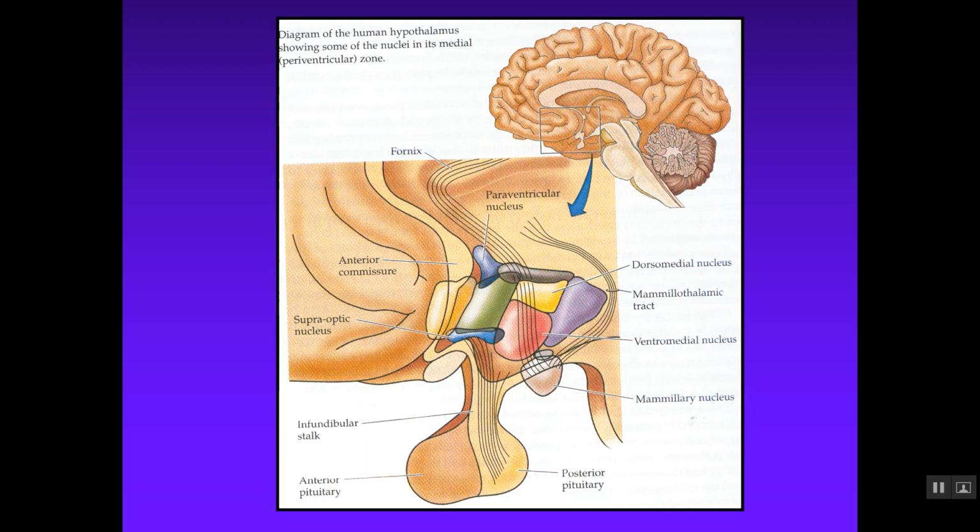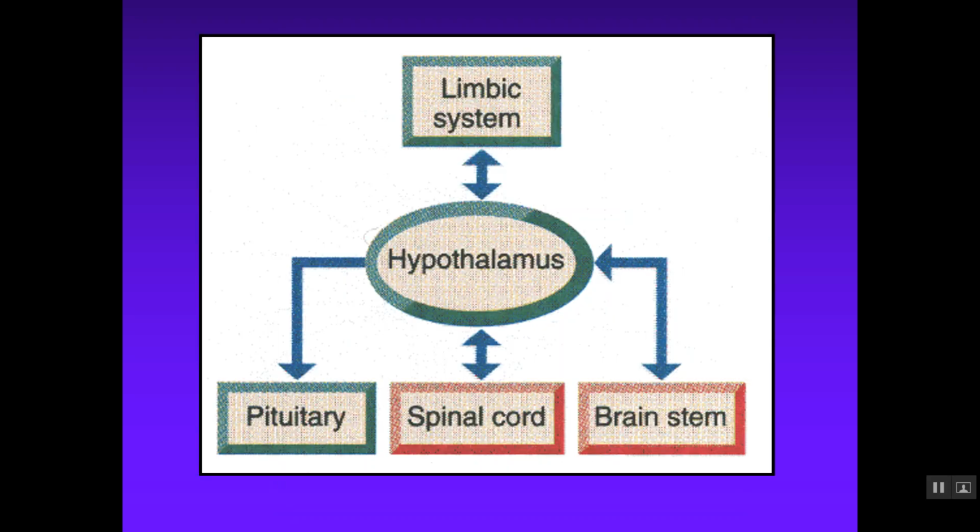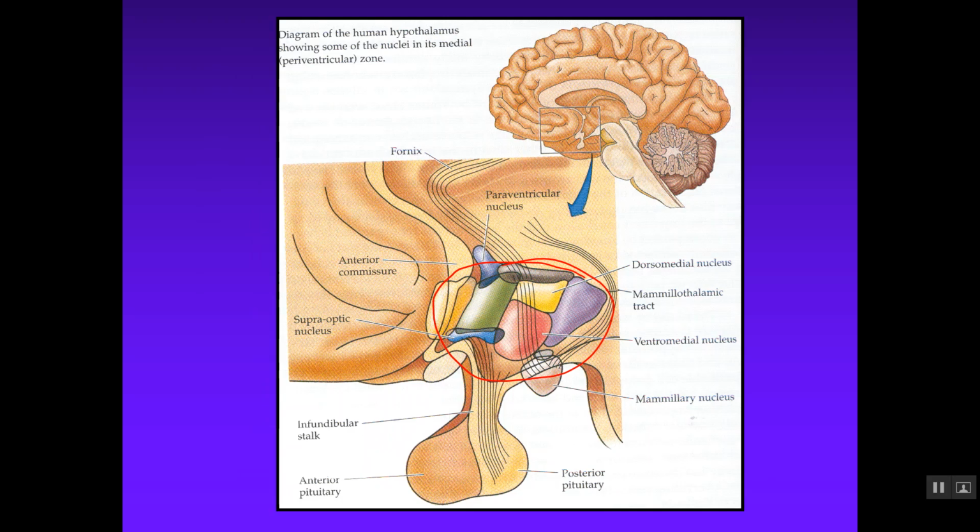We are not going to go into the different nuclei of the hypothalamus and all that, but just realize the hypothalamus can be divided into subcomponents and subparts. We are not going to go into that. But some of those have a direct connection with the pituitary gland. You've got an anterior and posterior pituitary gland. Here's the infundibulum, or the stalk. An infundibulum is a little pituitary stalk here that connects it to the hypothalamus.